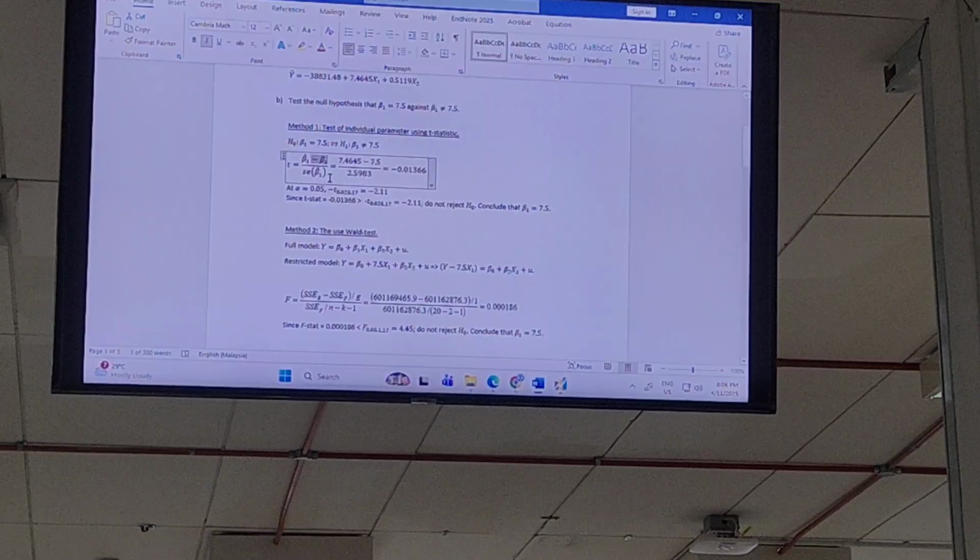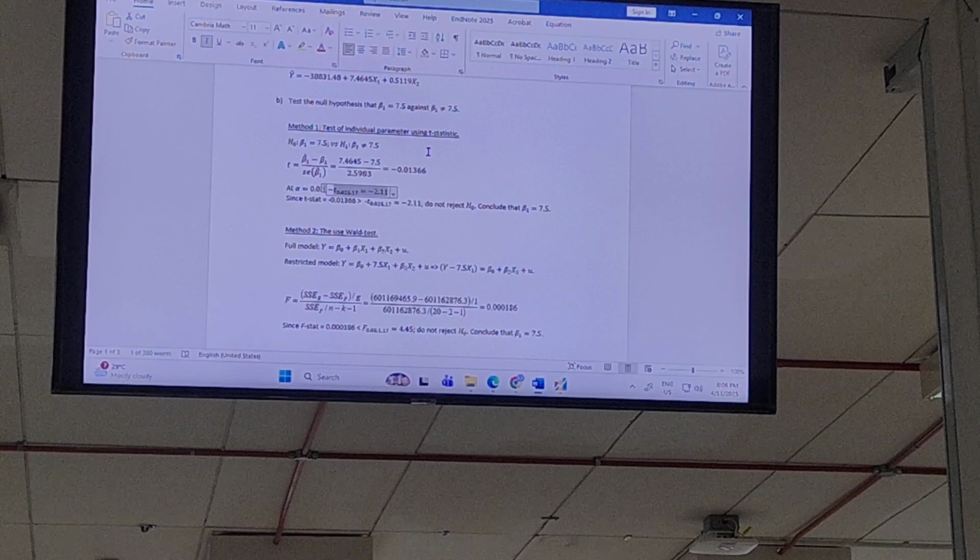Do I need to show how to find this critical value? Do you want me to show how? Last time I already showed, right? So how to find for a two-tailed test? Because this question does not mention at what percent, normally we just use a 5% significance level. But if the question asks you to use 10%, then use 10%. It depends. If the question does not mention, you just use 5%. Normally we use 5%.